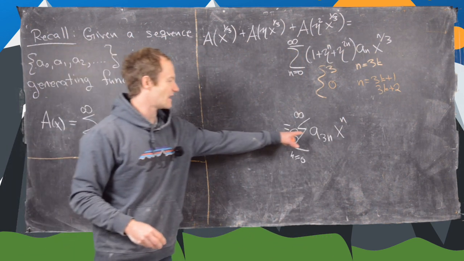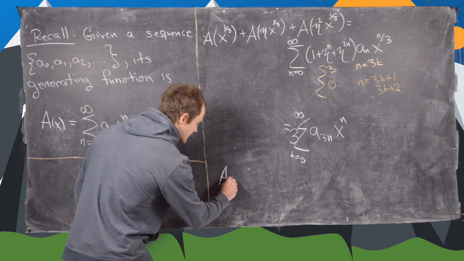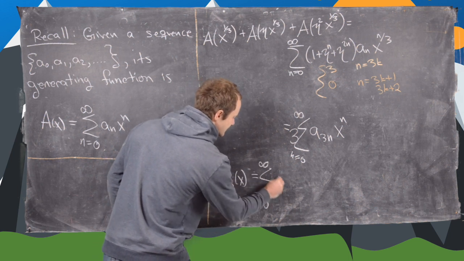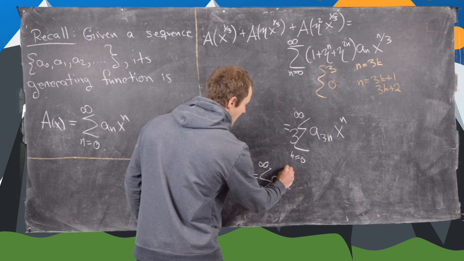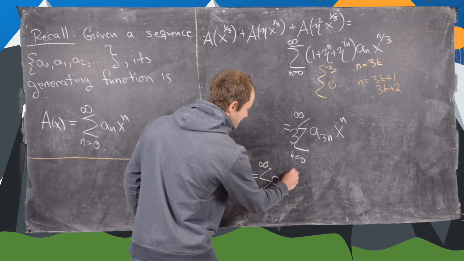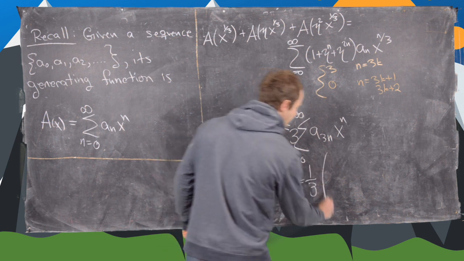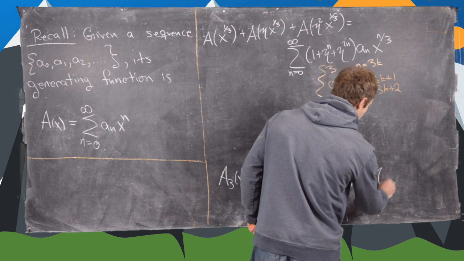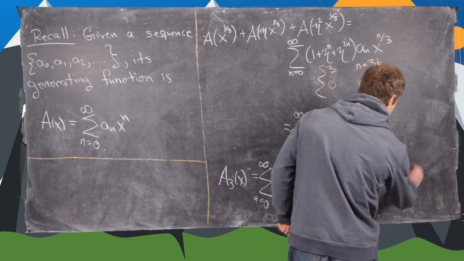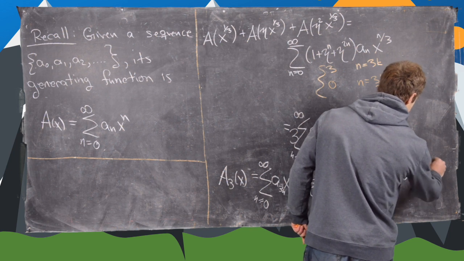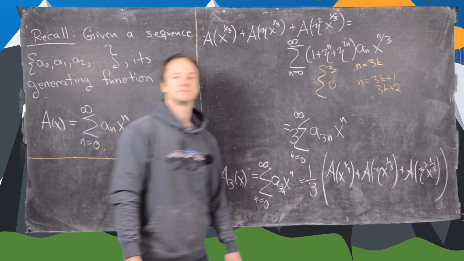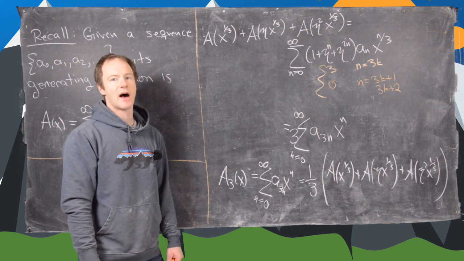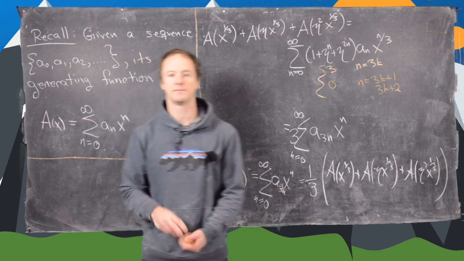Now notice that allows us to solve for A sub 3, which maybe we could define as the sum n equals 0 to infinity of a sub 3n x to the n. So this is going to be 1/3 times A of x to the third plus A of eta x to the third plus A of eta squared x to the third. Like that. Okay, good. So now that we've got a feel for how to do these things, I'm going to clean up the board and then we're going to look at an example.